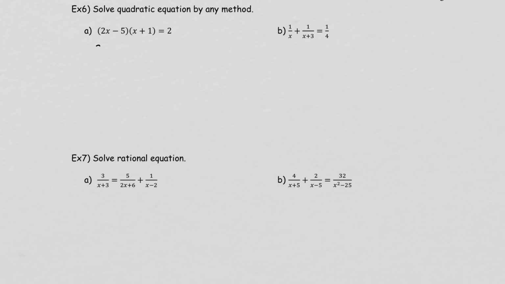So 2x times x, 2x times 1, negative 5 times x, negative 5 times 1, and then you want to make one side equal to 0, so subtract 2 equals to 0. Let's combine the like terms. That's going to give you minus 3x and minus 7 equals to 0. Looks like I'm going to deal with solving quadratic because I see this square as the highest exponent, right?